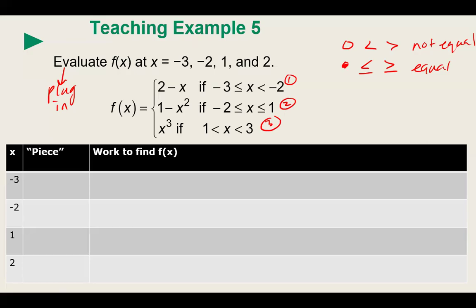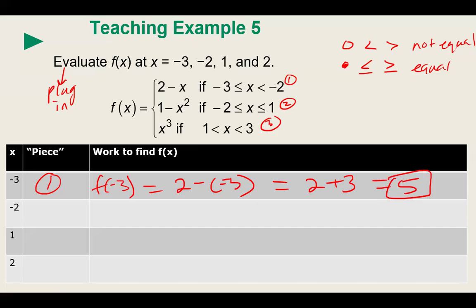So when we look right here, we have -3. -3 fits which one of our intervals? Which piece of the pie? 1. So that means I'm going to use equation 1 because -3 fits in interval 1. Do we see that? So to evaluate f of -3, I'm using 2 minus -3, which equals 2 plus 3, which is 5. Does that make sense? Yeah? All right.